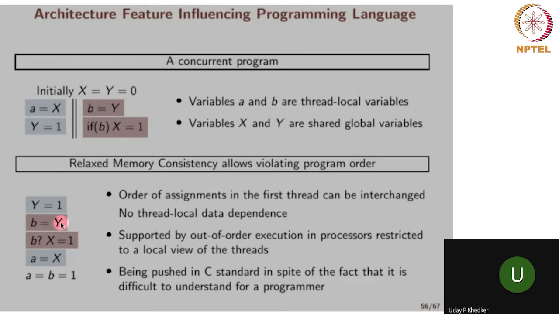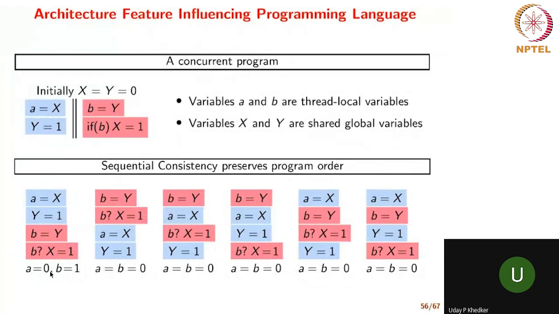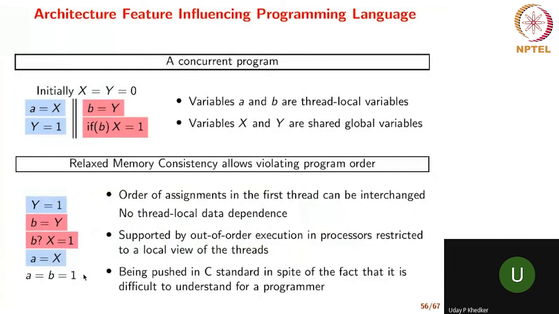So we could have y is equal to 1, and then we say b is equal to y. So now we get b is equal to 1. So therefore we get x is equal to 1. And now we say a is equal to x. So we get x is equal to 1. So we now have both a is equal to 1 and b is equal to 1. Recall that in the previous example, we didn't have this result, a equal to 1 and b equal to 1. But this relaxed memory consistency allows it.